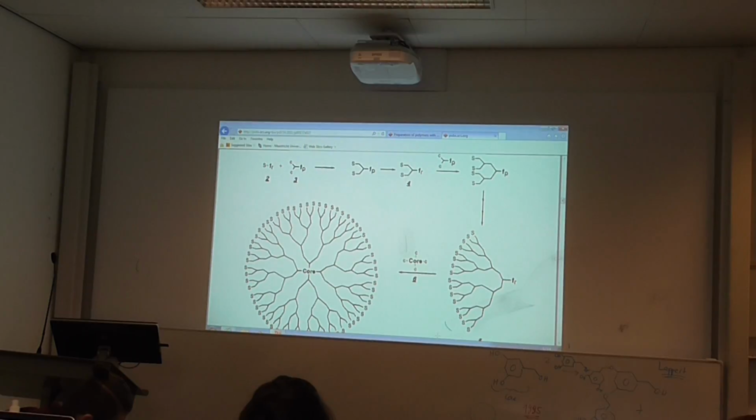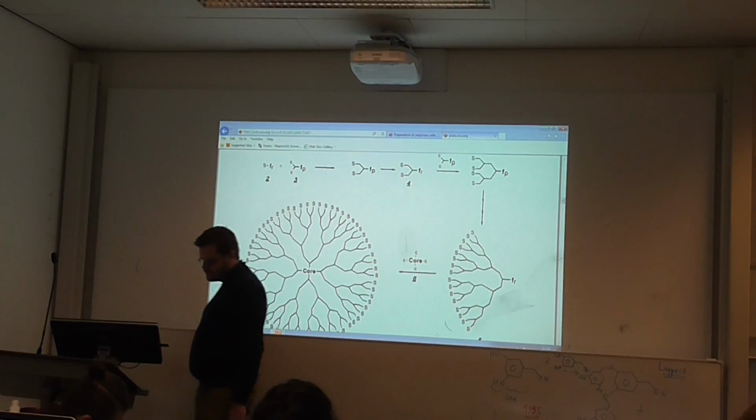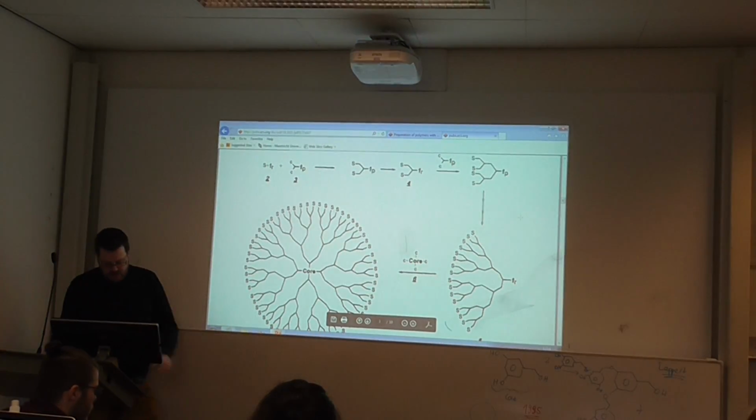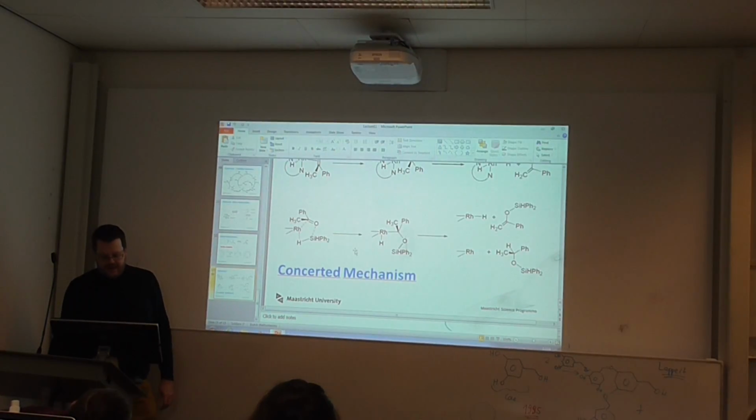Well, I mean, it does the catalysis, but the question is, what's doing the catalysis? Is it the functionalized dendrimer, or do you have cleavage of the metal carbon bond? So it's kind of difficult to assess that. But people are still using dendrimers today.